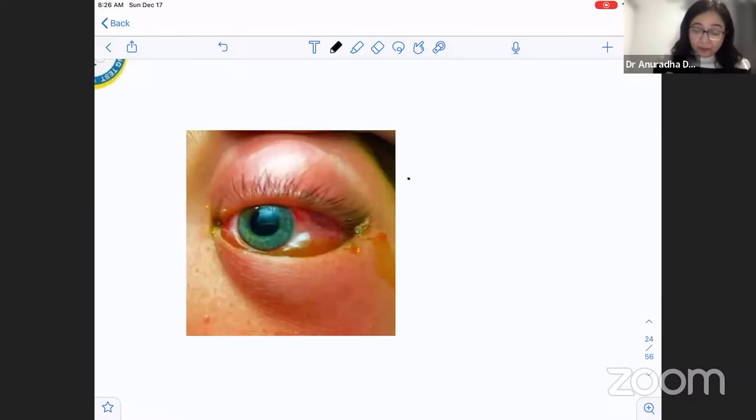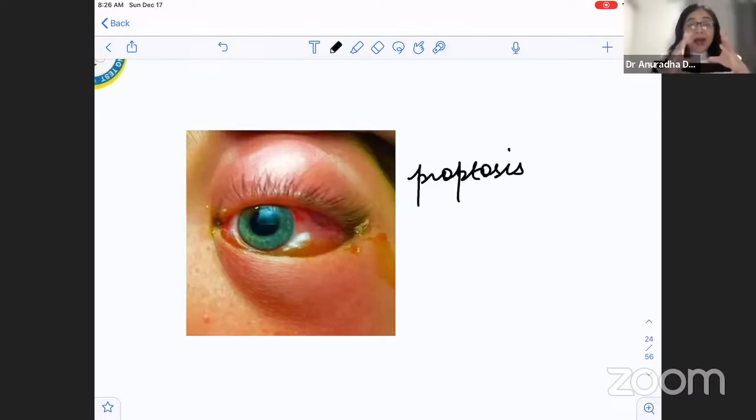You see, there is proptosis. There is marked lid swelling. The eye becomes sort of frozen. The extraocular movements are restricted. And because of the compression on the optic nerve, there will be decrease in the vision. There will be a Marcus Gunn pupil. And these are the signs which tell us that this patient is having proptosis due to orbital cellulitis.